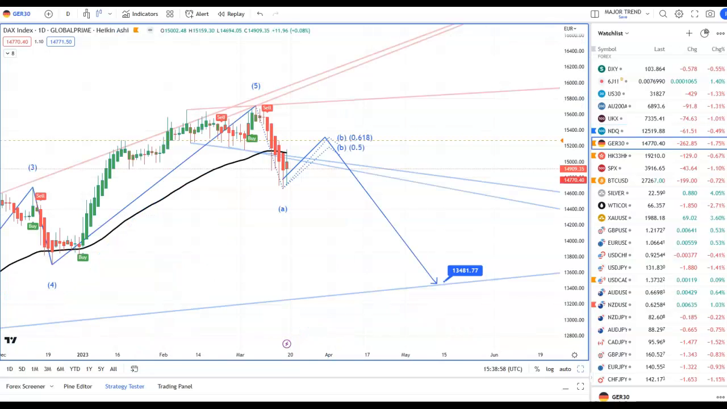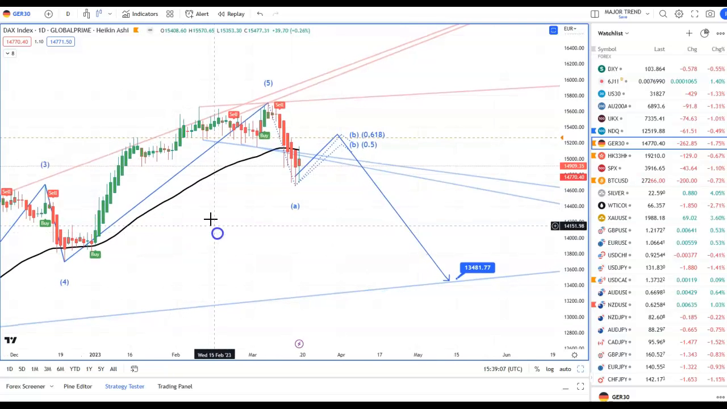The DAX index, the German DAX, German 30, 14,770. It finished that, but we've got a wave 5, which is fine. It's not ready yet, but the 3's over here. They're going to get a B here. Sooner or later, it will pull back. How deep it pulls back, we don't know.